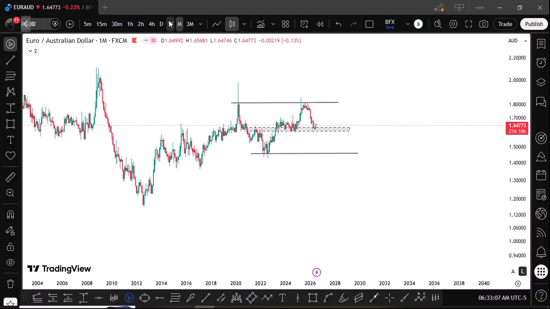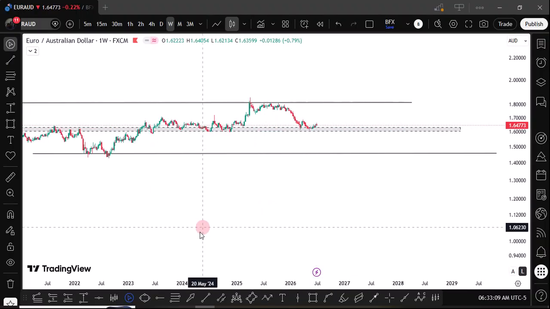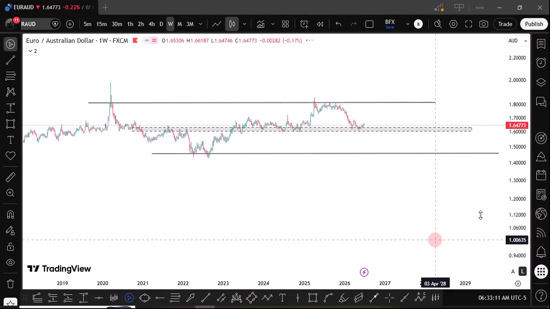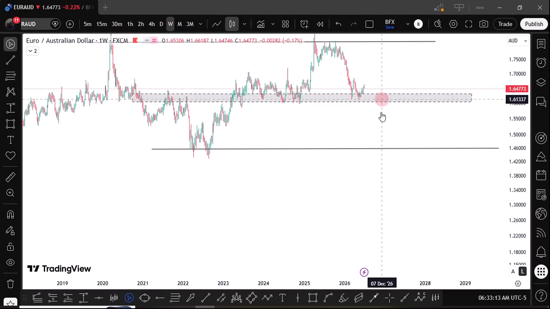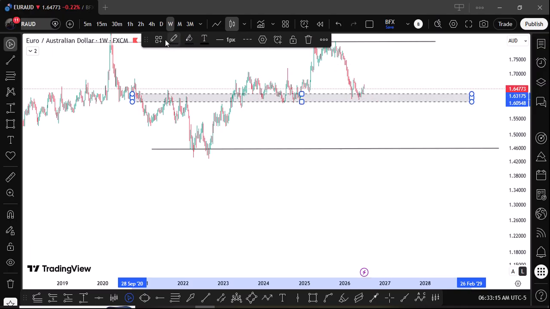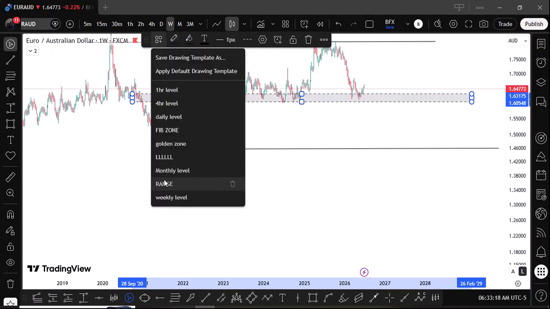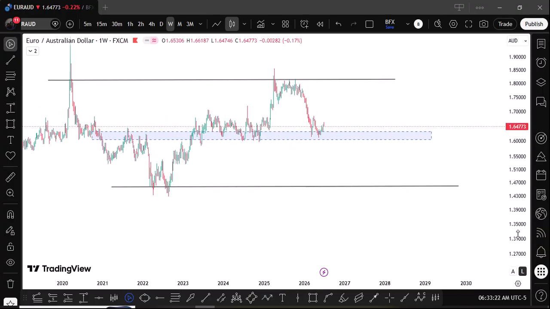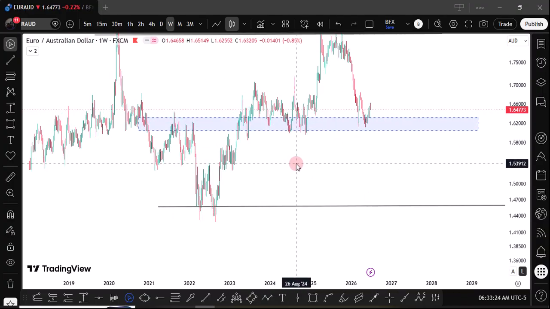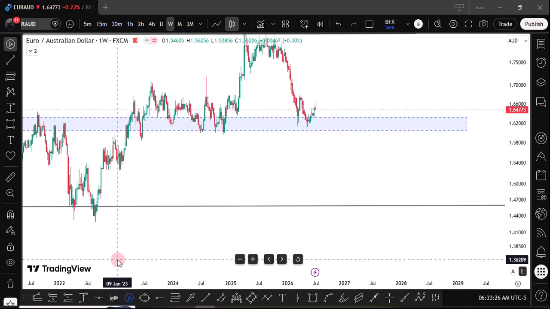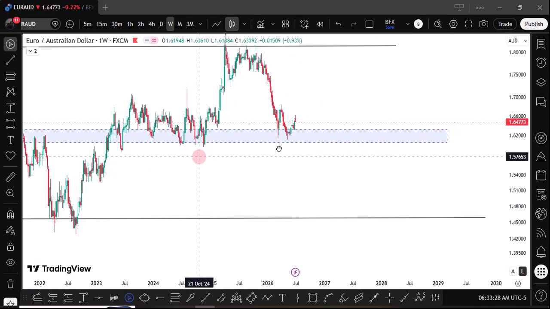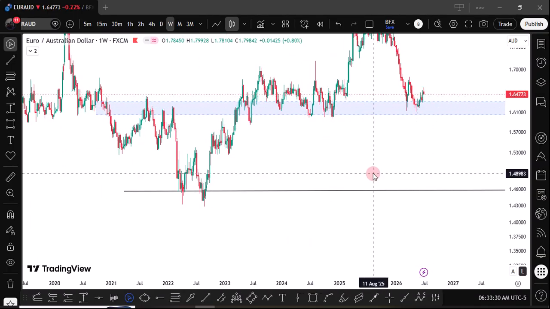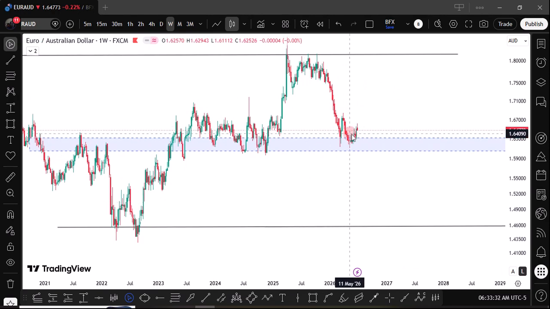So let's go to weekly. Let me change it to the weekly time frame level, because you can still see the level on the weekly time frame. It's a zone, so that's why price is reacting on the zone, trying to push price to the upside again.